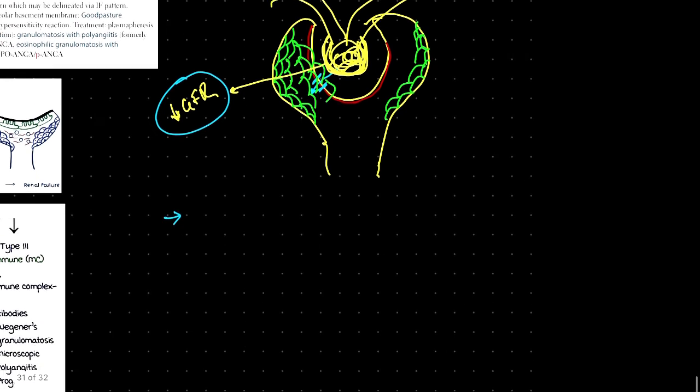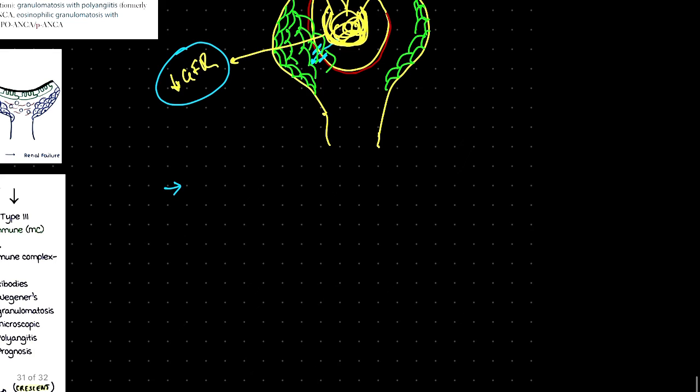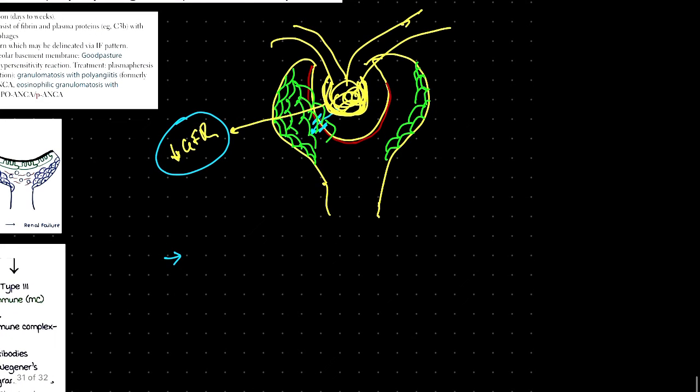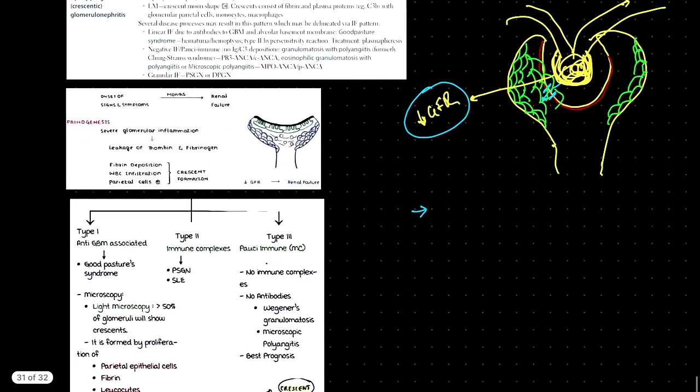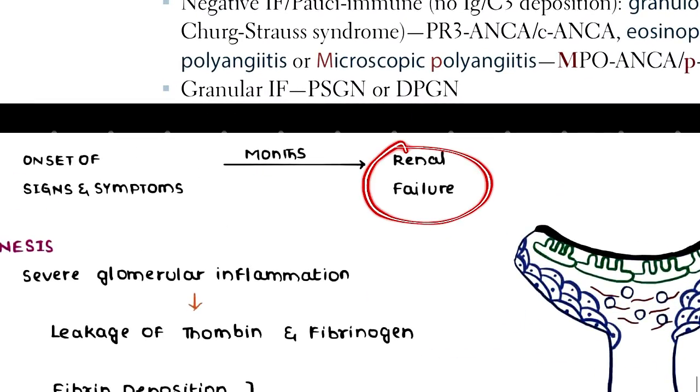Now, as there will be the onset of signs and symptoms, if this onset of signs and symptoms persists for several months, and this process continues, then what will happen? There are the chances of renal failure also.